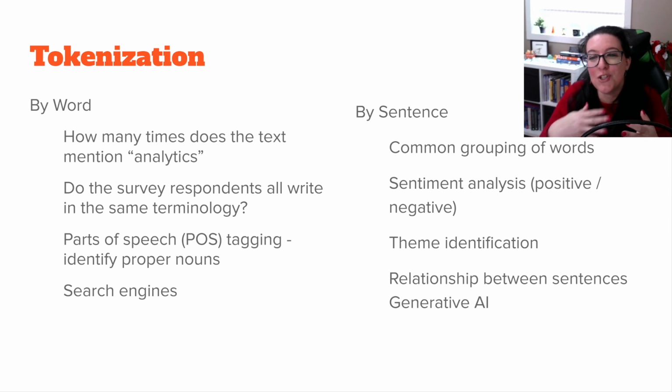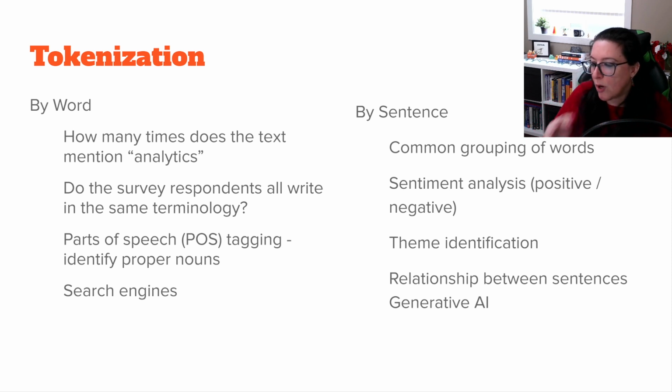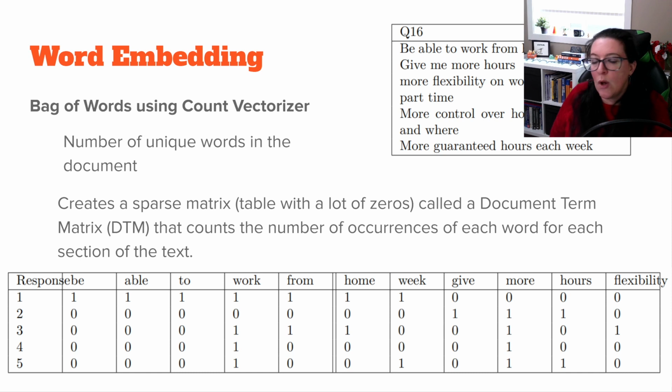You ask it a question, it can give you full paragraphs because it is able to group sentences together to speak on a common theme. So we can tokenize by word, we can tokenize by sentence. Once we've tokenized, when it comes down to vectorization or embedding, there are different techniques for how we do our embedding.